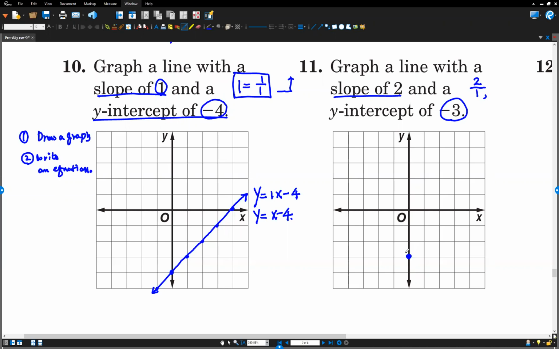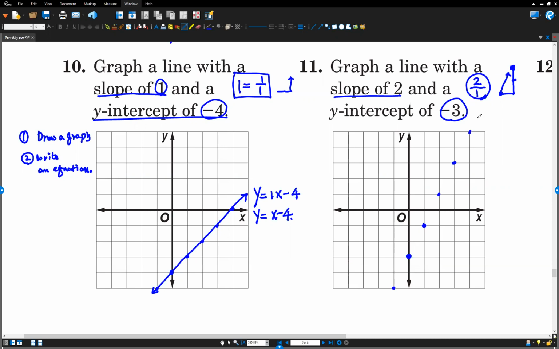Using this one, we can find another point. 2 over 1 means what? 1 right, 2 up. That's the pattern to find the next point. From here, we can find this point. So 1 right, 2 up. This second point, 1 right, 2 up. Another point, 1 right, 2 up. All points can be found, right over here, 2 down, 1 left.